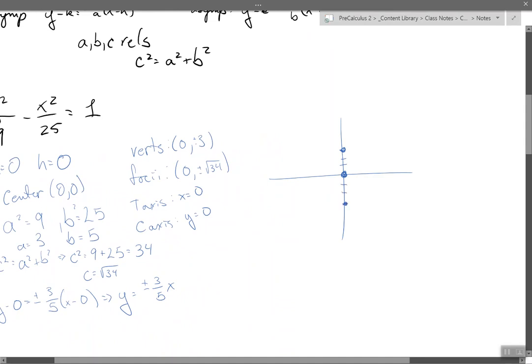Our foci are at plus or minus the square root of 34. So that is pretty close to 6. So 3, 4, 5, 6. Just underneath it. 3, 4, 5. No, that's 4, 5, 6. There we go. Just underneath it.